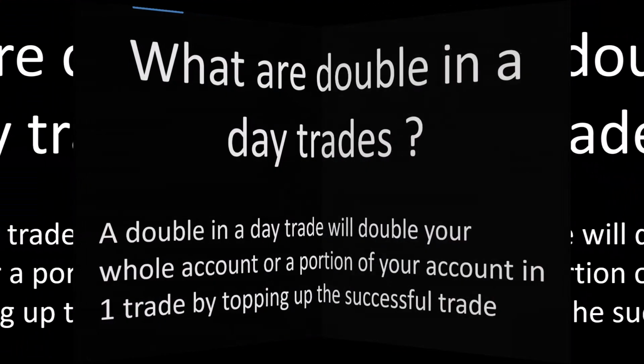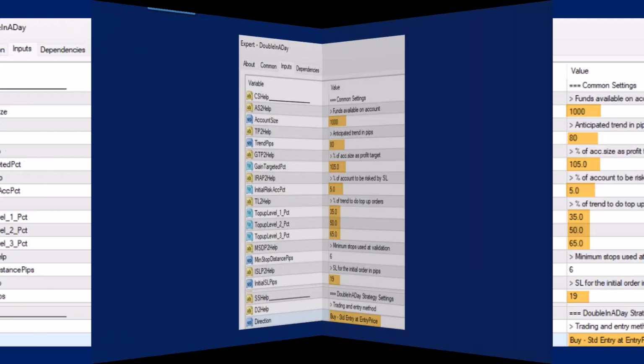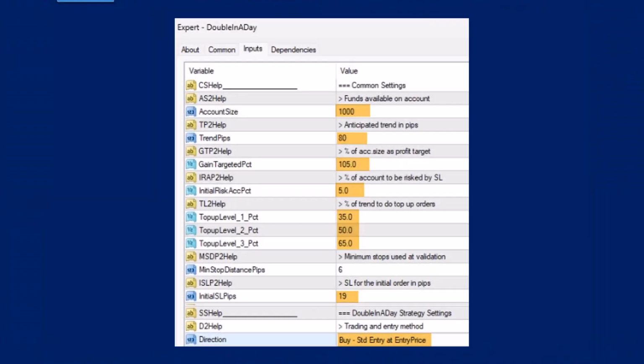So what are double in a day trades? A double in a day trade will double your whole account or a portion of your account in one trade by topping up a successful trade. That is what a double in a day trade is. In fact, it should be called double in one trade. We have an EA that does all this for you.